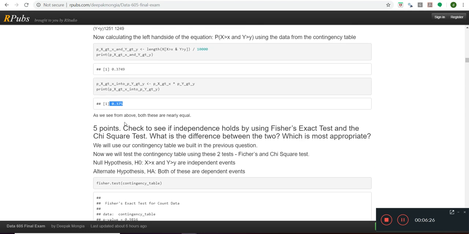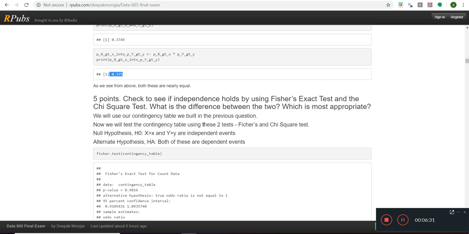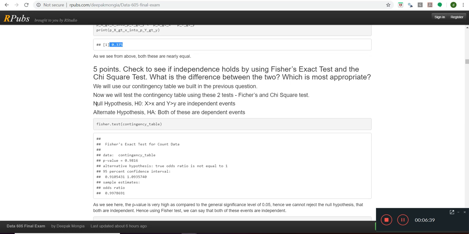Okay, moving to the next question. We have to check if the independence holds true by using the Fisher exact test and the chi-square test. We have defined the null hypothesis that x greater than x and y greater than y are independent events, and the alternate hypothesis will be that both of these are not independent events.